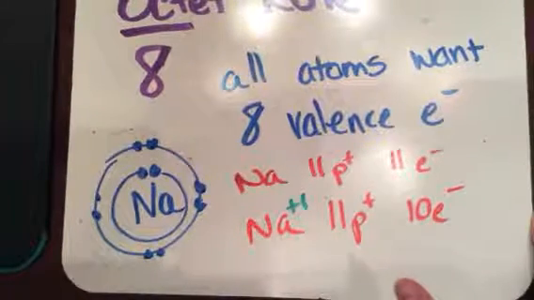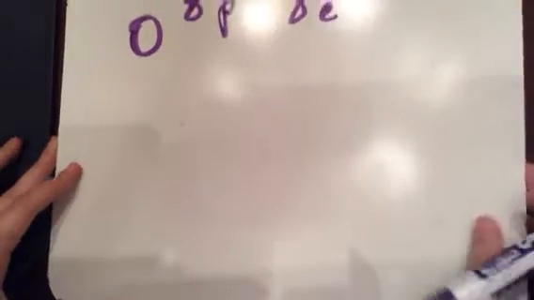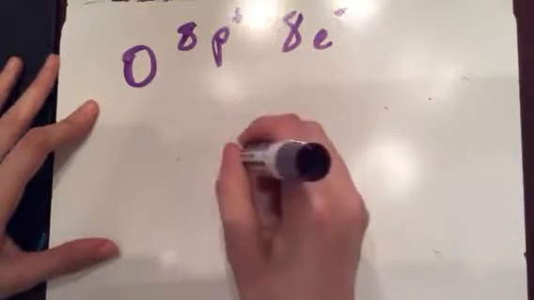In the previous video, I ended with showing you that sodium will typically create a +1 charge because it wants to lose that outside electron so that its outermost energy shell has 8 electrons. Let's look at another example of this. So right now I want to look at oxygen, which has 8 protons and 8 electrons.